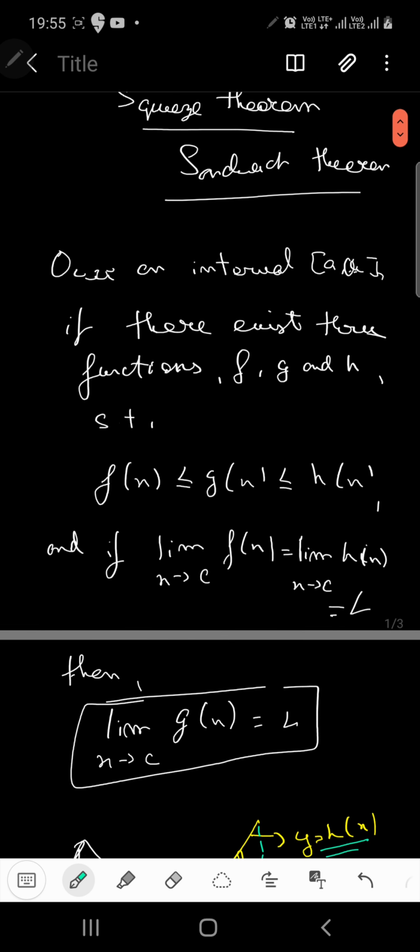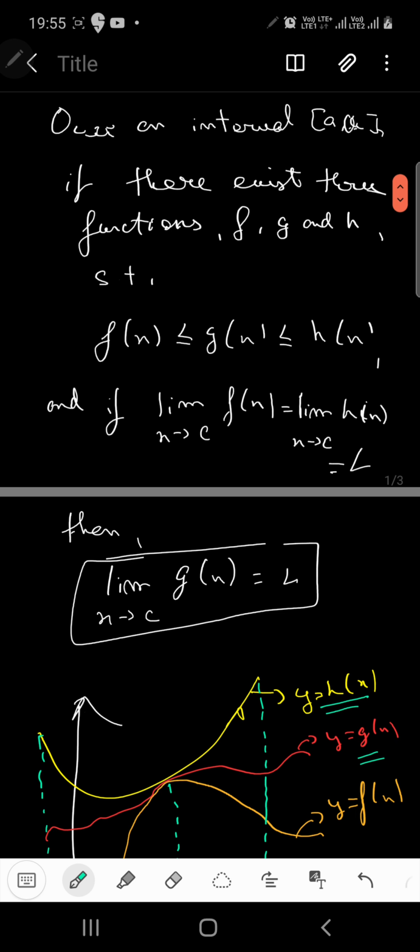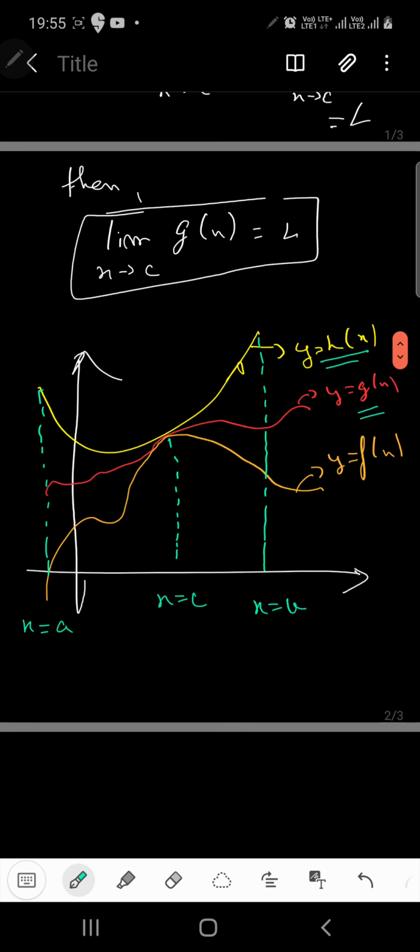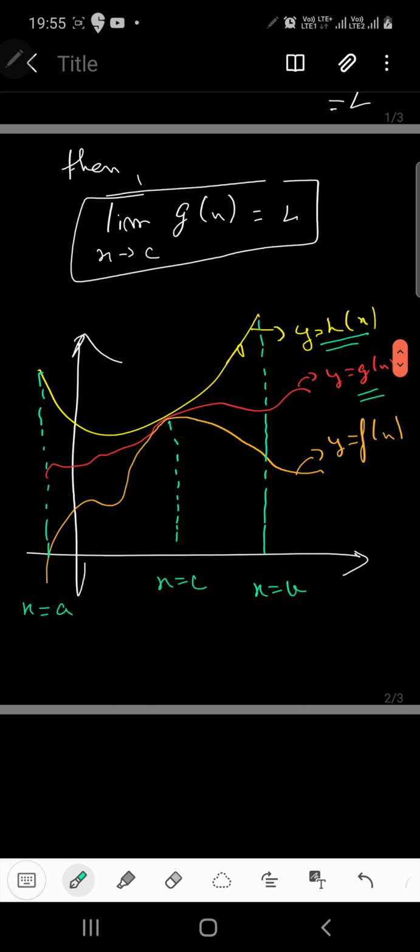That is the concept behind the squeeze theorem, and thus we are done. In the next lecture we will be talking about the delta epsilon representation of limits.